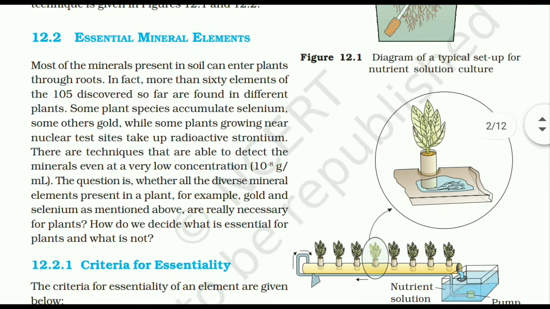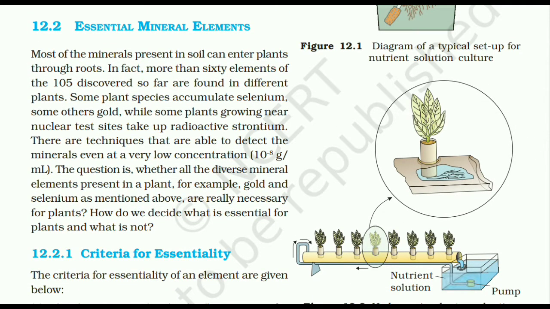The question is whether all the diverse mineral elements present in plants, for example, gold and selenium as mentioned above, are really necessary for plants? How do we decide what is essential for plants and what is not?